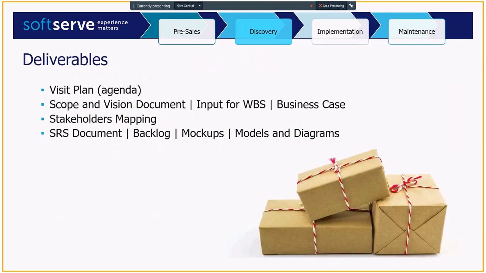So as a deliverable, during the first phase, we'll present the visit plan, so the agenda, then we'll create some additional documents that will define some high-level business goals. We will try to define the stakeholder maps, and then different documents, so the SRS document, or a backlog, or mockups, or models and diagrams, or all of them at once. And that's the discovery phase. So after the discovery phase, it comes to the implementation of a project.